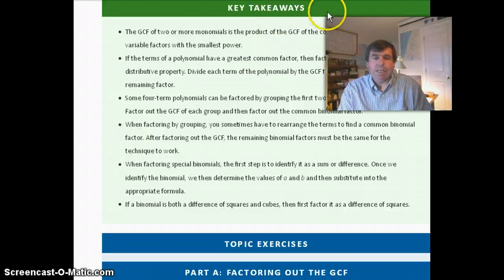So here are your key takeaways. Greatest common factor. Finding the greatest common factor. Some four-term polynomials, factor by grouping.